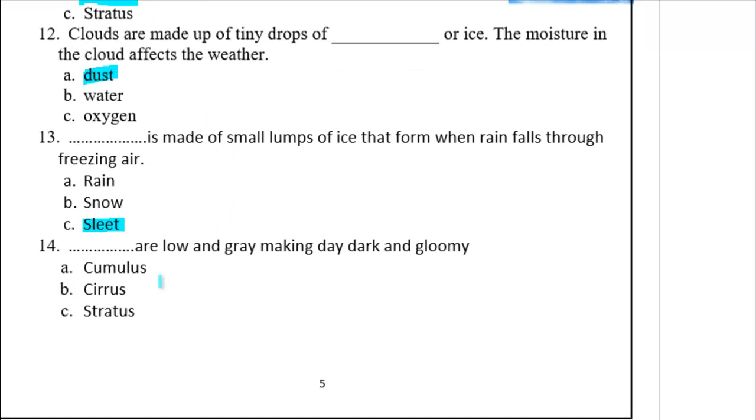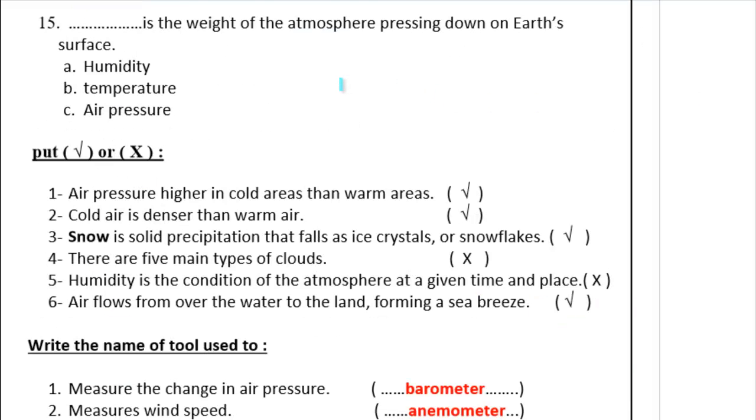Number 14, are low and gray, making day dark and gloomy. Excellent, stratus cloud. Low and gray, this is stratus cloud. Number 15 is the weight of the atmosphere pressing down on the Earth's surface. When atmosphere presses down, this is called air pressure.